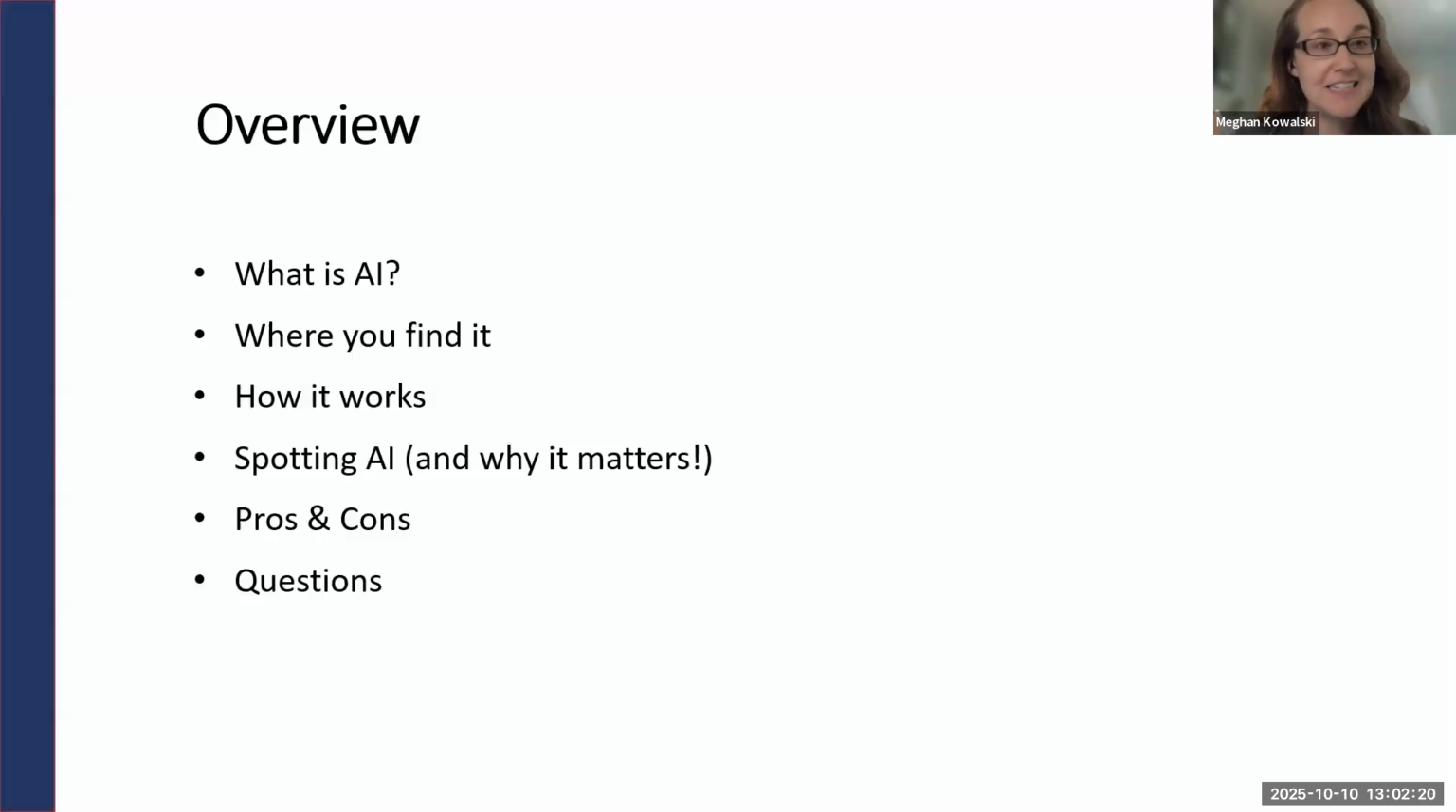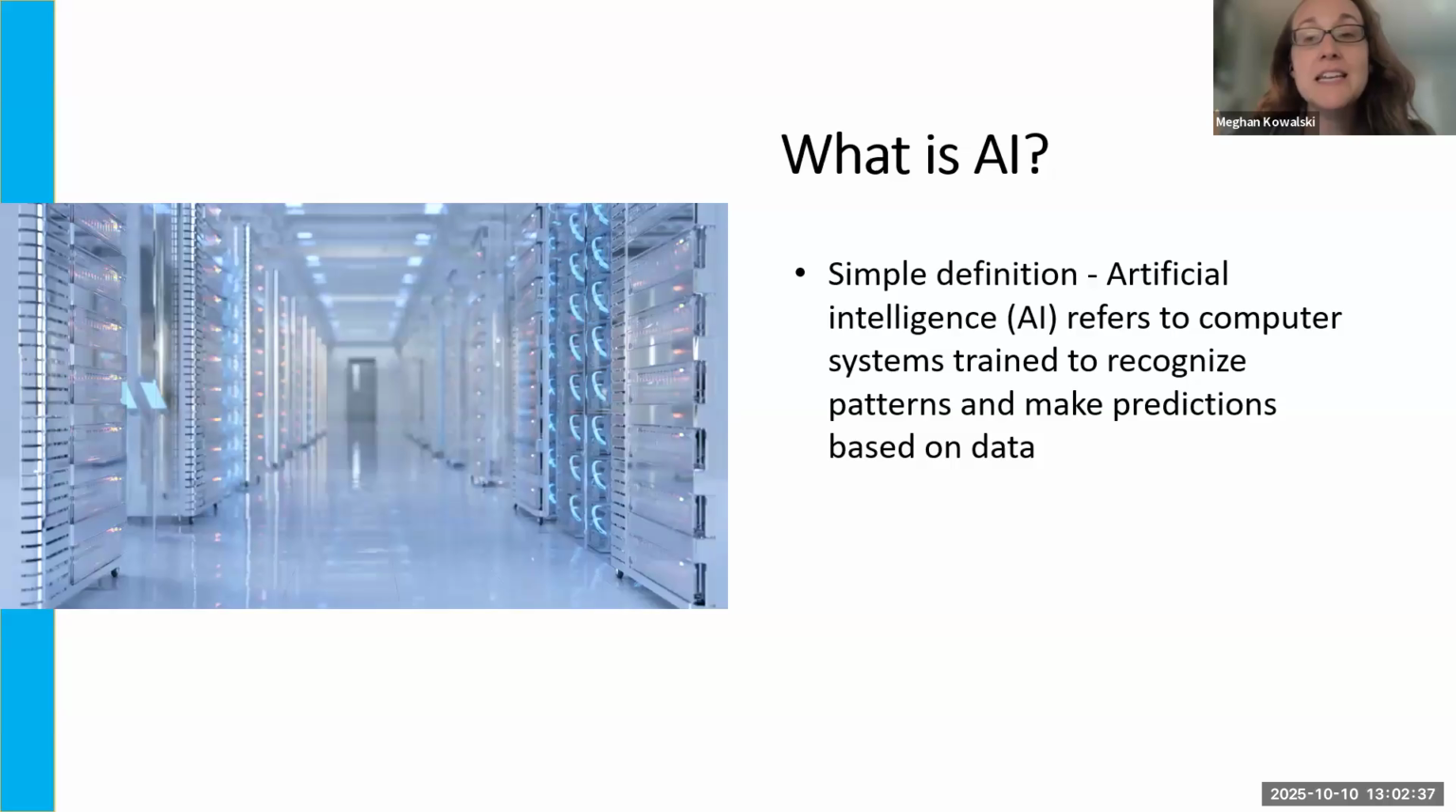So here's what we're looking at today. What is AI? Where do you find it? How it works generally, and then some tips on spotting AI and why that matters. We're also going to wrap up with some pros and cons of AI and, as I mentioned, time for questions at the end. So let's get started with what is AI?